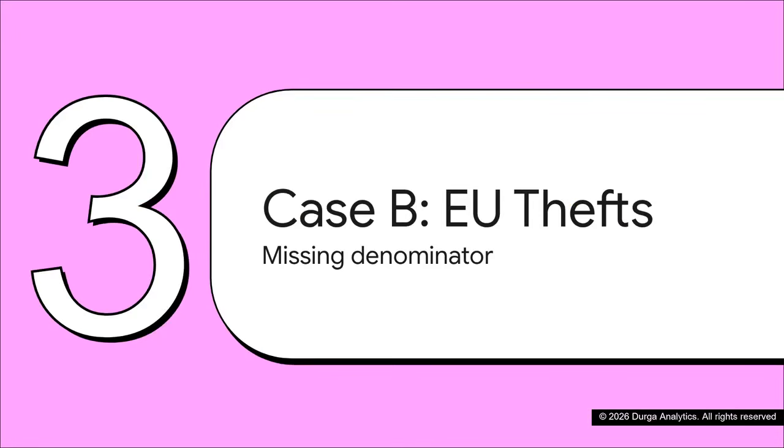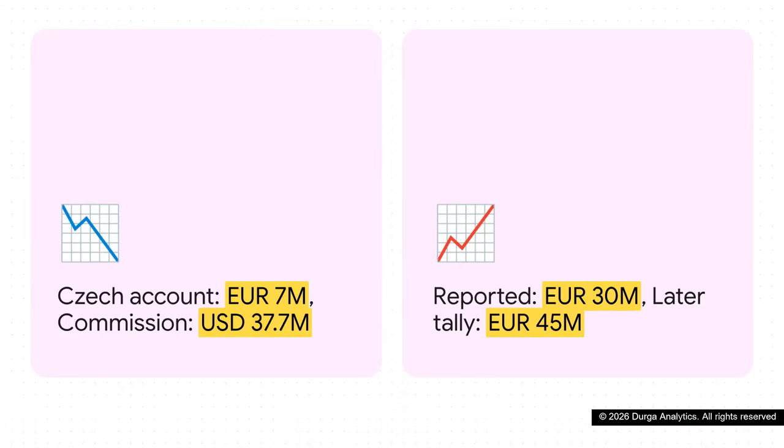Let's pivot to Section 3. Case B, EU registry thefts. This is a prime example of where the denominator completely does not exist. We're looking at the 2011 EU registry thefts, and this is where the public record loves to manufacture precision. You'll see 4 totally different loss figures published for the exact same event. We're talking anywhere from 7 million to 45 million euros. Why? Because reporters are mixing up the scope, the dates, and even the currencies.